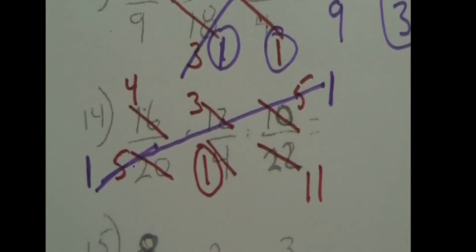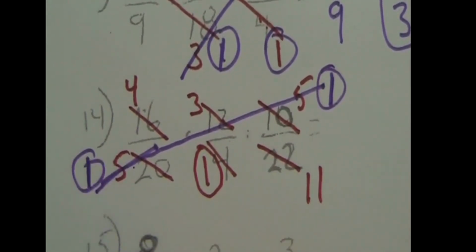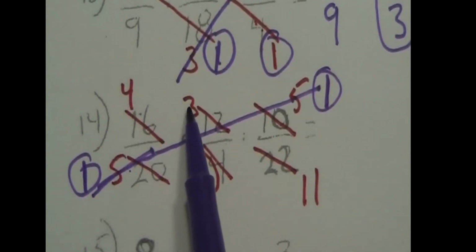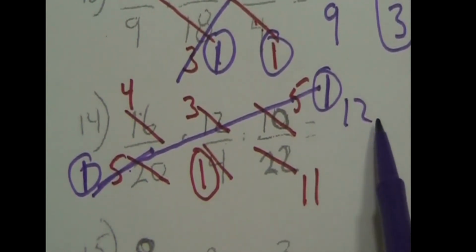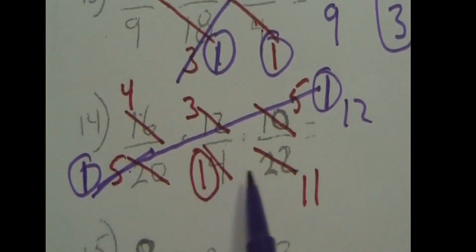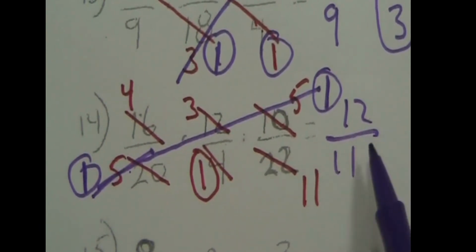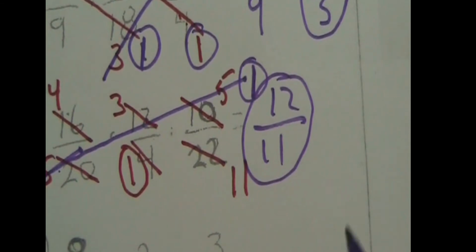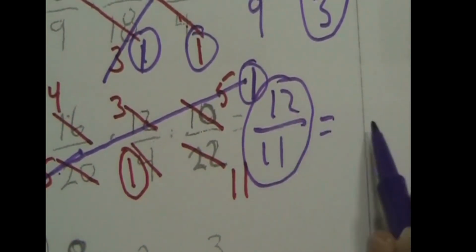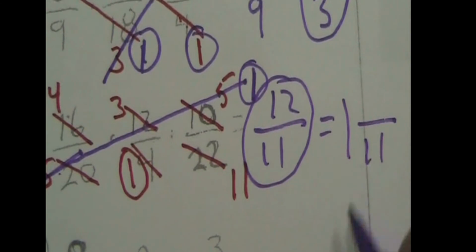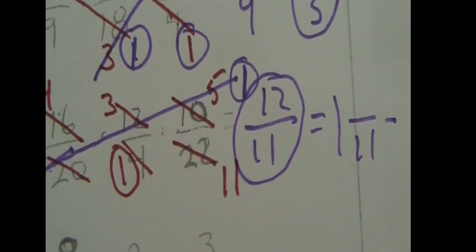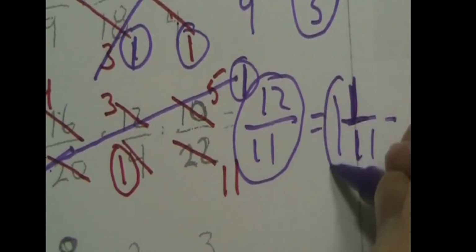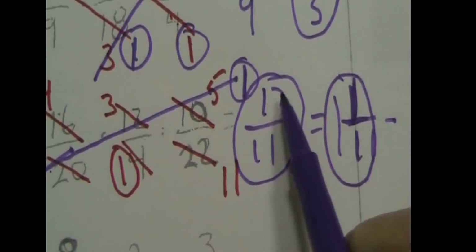All right, so it's just a little game of reducing. Once you get down to 1, you can't do any more. Now I multiply straight across. 4 times 3 times 1 is 12. And 1 times 1 times 11 is 11. So 12 over 11, you could stop there, but really that could be reduced because 11 goes into 12 one time. And there's 1 left over. So the answer really is 1 and 1/11. But you could have 12 over 11.